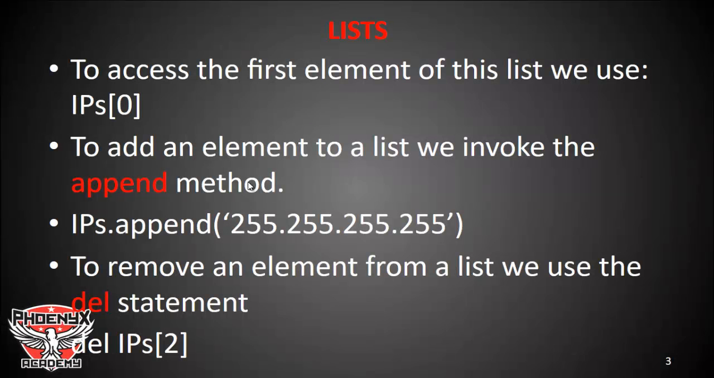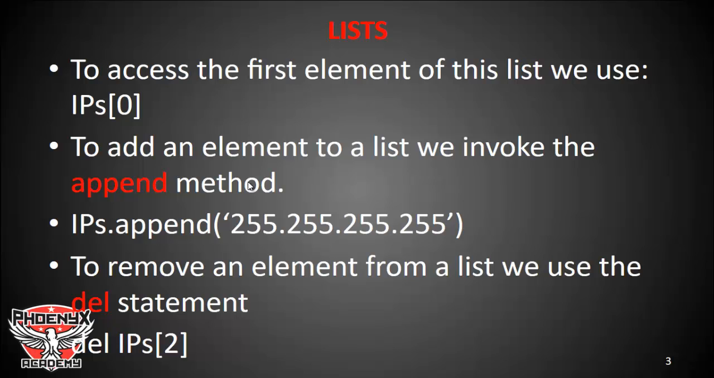And to access the first element of this list, we use IPs[0]. So the index, the numbering, begins with 0, so 0 will refer to the first element in the list. And to add an element to a list, we invoke the append method. So for instance, we want to add the broadcast IP address 255.255.255.255. Then we just use ips.append, and in the parentheses we write the element that we want to add to the list IPs.